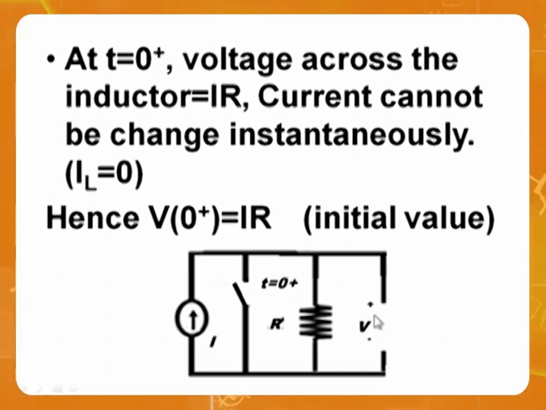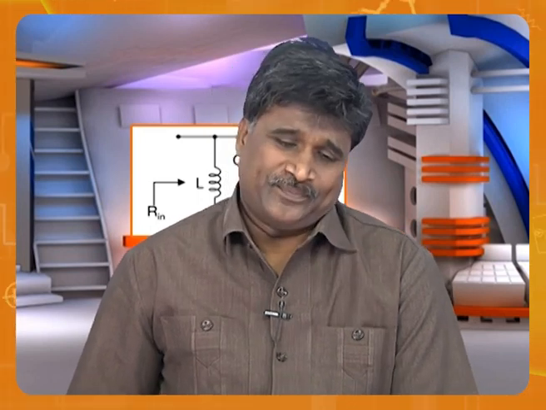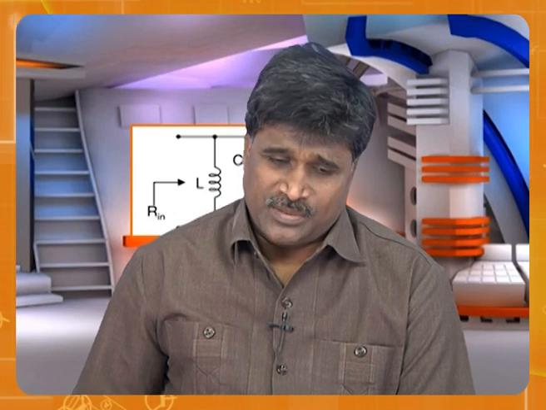Whatever is here will exist. Earlier it was 0, now also 0. But voltage was earlier 0, now it is an open circuit, so there is a voltage. That voltage is called I into R. So please remember, the inductor was open circuit and continues to be open. That's the meaning of this problem.